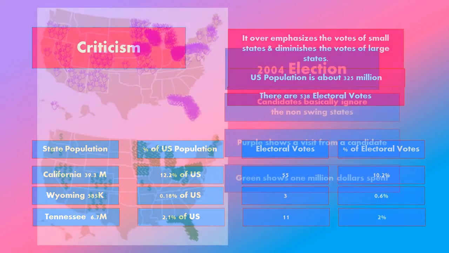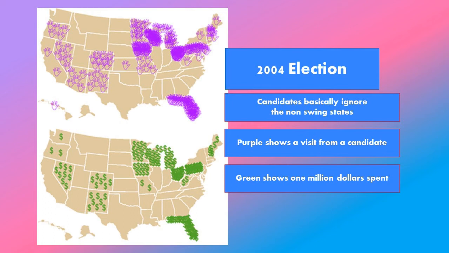Here's another problem with the Electoral College. We mentioned the battleground states, the swing states. These are the states that the candidates will spend a lot of time in, and candidates will basically ignore the states where we already know the outcome. This map comes from the 2004 election.